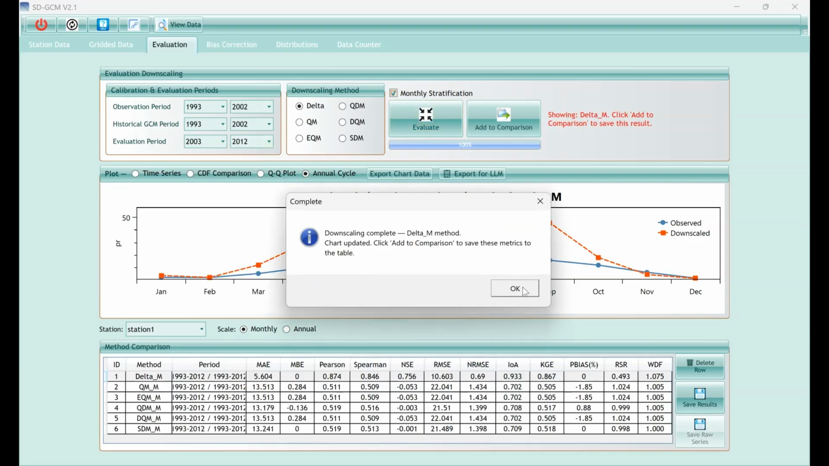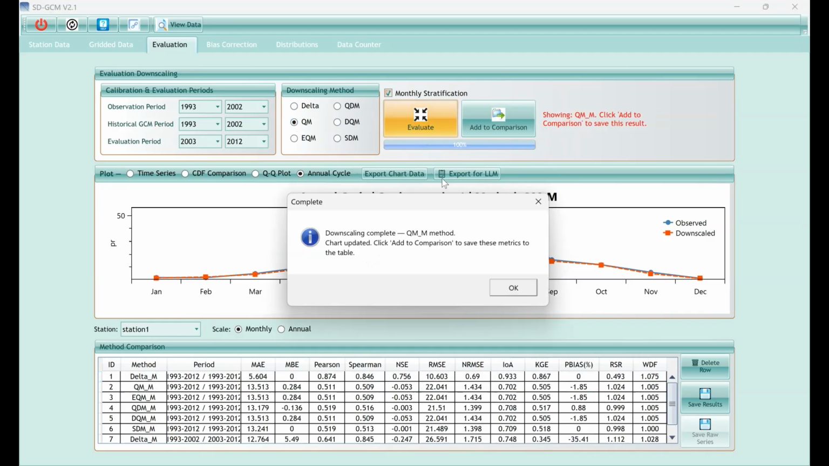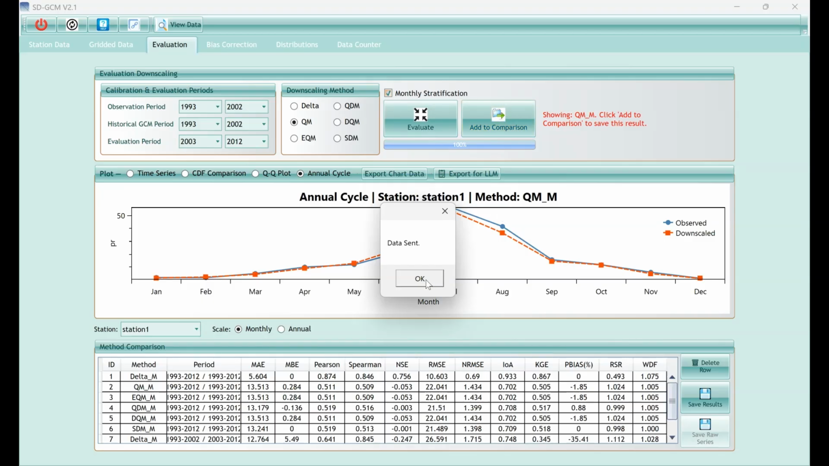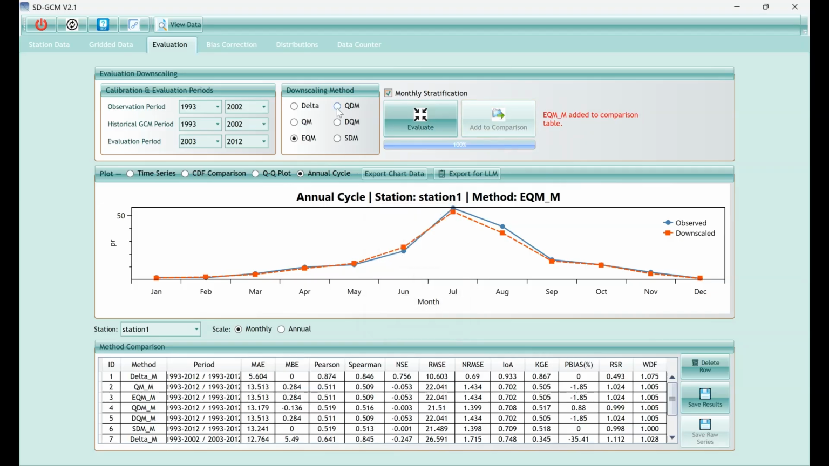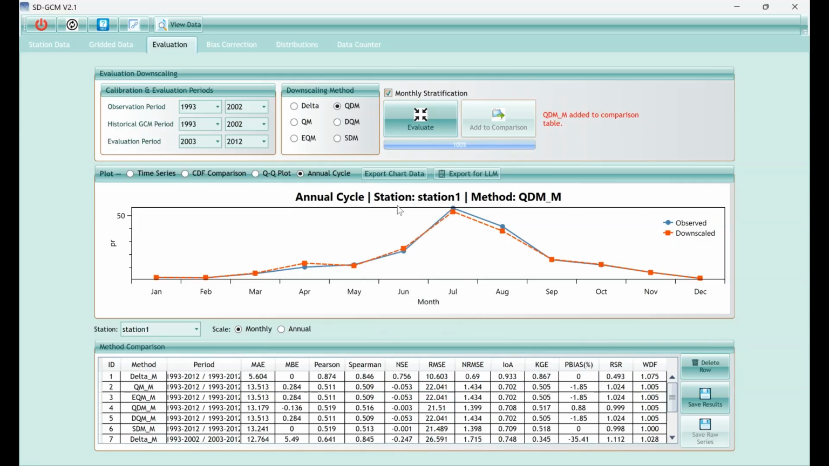Now I'll repeat the evaluation for all 6 bias correction methods using these independent periods. After each method finishes, I'll add the results to the comparison table. Once they're complete, we'll compare the statistical performance of the different methods and identify which one performs best under both evaluation strategies.